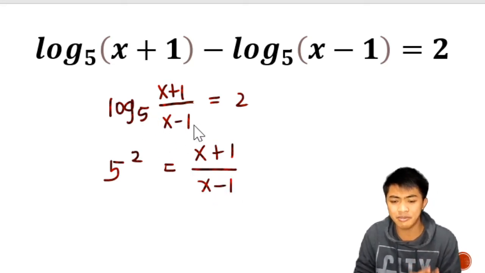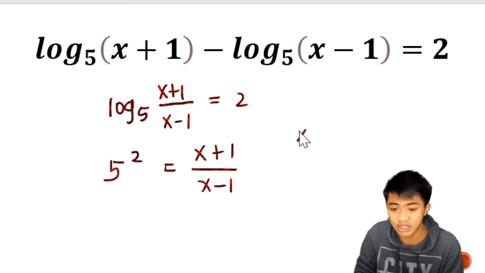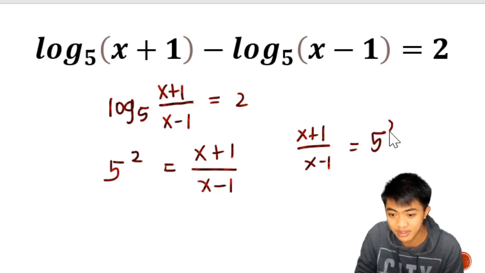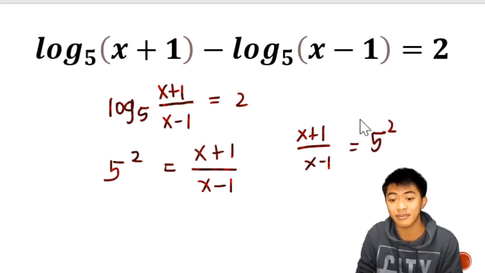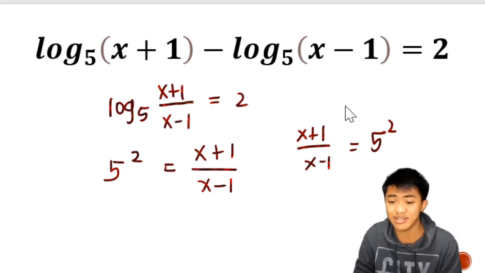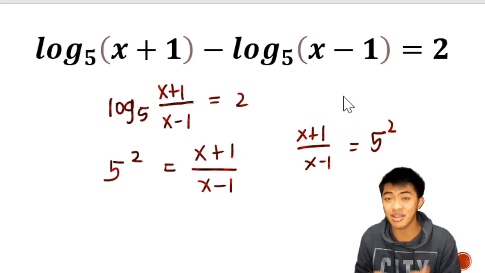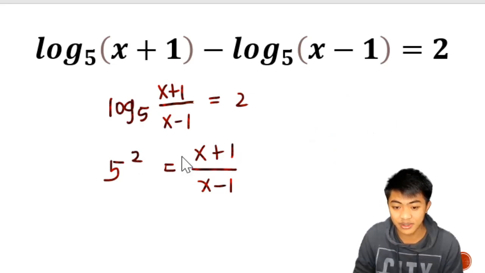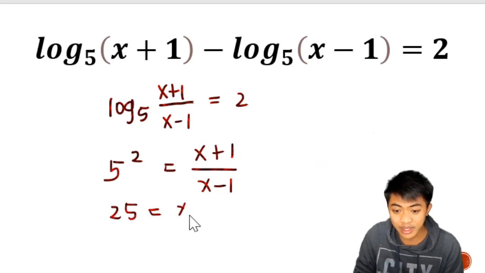Or some other people will do this. They are going to leave the argument on the left side, and they're going to bump 5 to the right. Swing like that. Okay. We can do this. We can do this as well. They are the same. Them being on the left or in the right side of the equation doesn't really matter because it is an equation. So 5 squared is 25 is equal to x plus 1 over x minus 1.